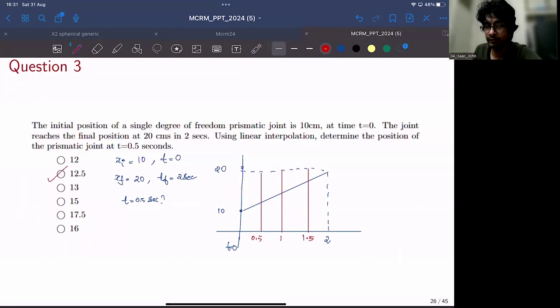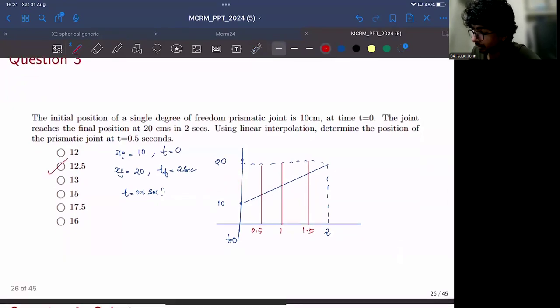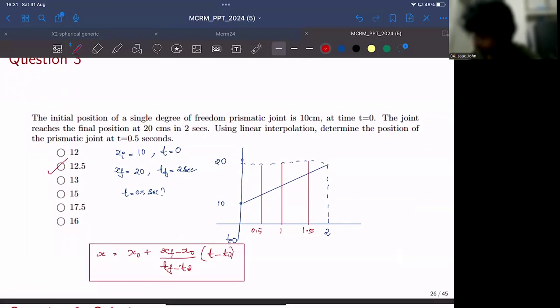Yes. You can do it this way, or you can always go for that formula. X would be x0 plus xf minus x0 divided by tf minus t0, multiplied by t minus t0. You can always use this straight line equation. All the values are actually given. T is your point of interest, that is 0.5. You can plug in those values and still obtain this value. So we have already obtained the correct answer. So that is indeed correct.